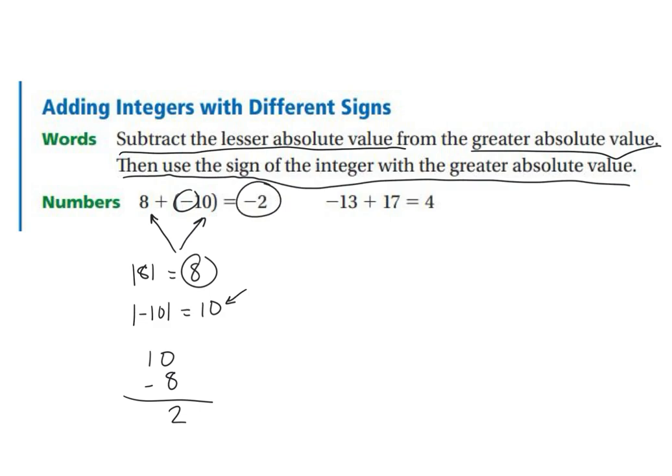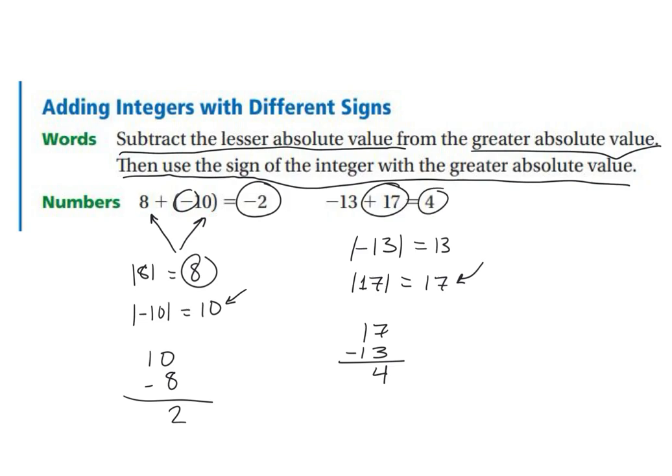Same thing over here, right? The absolute value of 13 is 13. Absolute value of 17 is 17. Okay, subtracting the small from the big, we get 4. My greater absolute value is 17. That one is positive, so my answer should be positive.